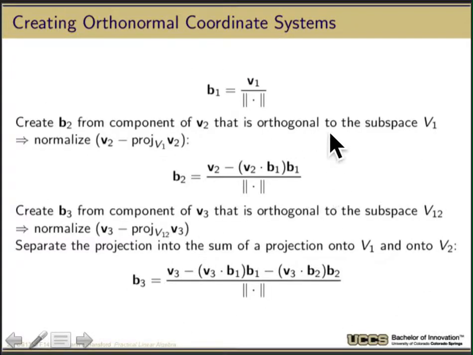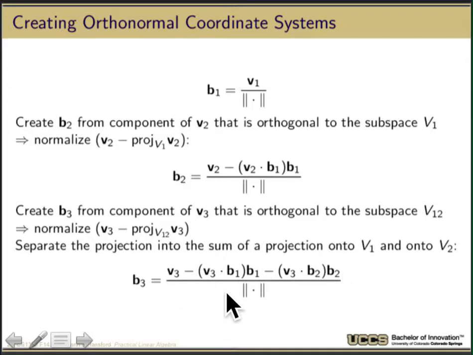To summarize the algorithm, B1 is V1 normalized. I create B2 by projecting and subtracting, and then normalizing. So B2 is V2 minus (V2·B1) times B1, and that whole thing then normalized. Then I create B3 from V3 by subtracting the projection onto the subspace: V3 minus (V3·B1) B1 minus (V3·B2) B2, and normalize the whole thing.